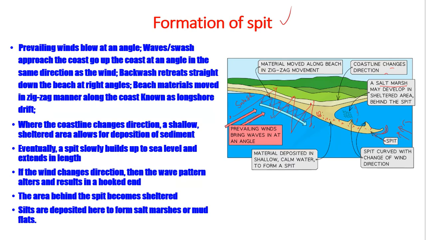So this deposition of material is also easy, because if this material keeps moving this way and it gets here and the coastline changes direction, you find out that the material deposition can no longer change direction with the coastline. Instead, it continues to deposit the material forward this way. So this area where the coastline changes direction is usually sheltered and shallow. So the deposition of materials easily continues inward into the sea to form a spit. It's just as simple as that.